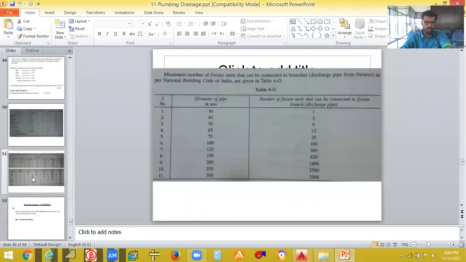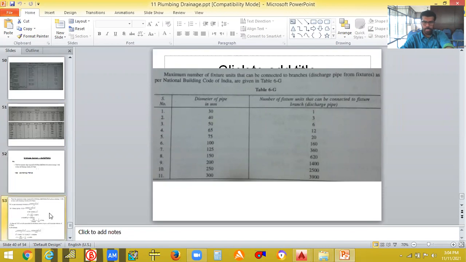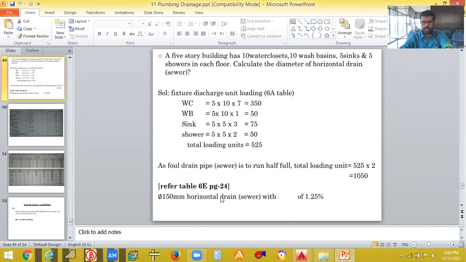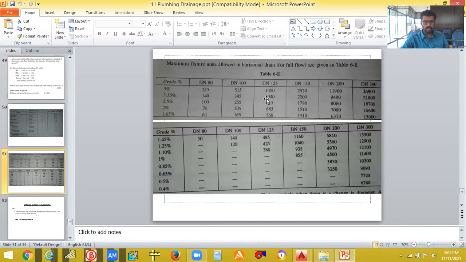Let's see whether it is 200 or not. They have taken 150 as the horizontal drain with 1.25% slope. Let's see why they have taken 150. I think you can take 200, and they have given the slope of 1.25. It is page 6E only, yes, this one. Sorry.